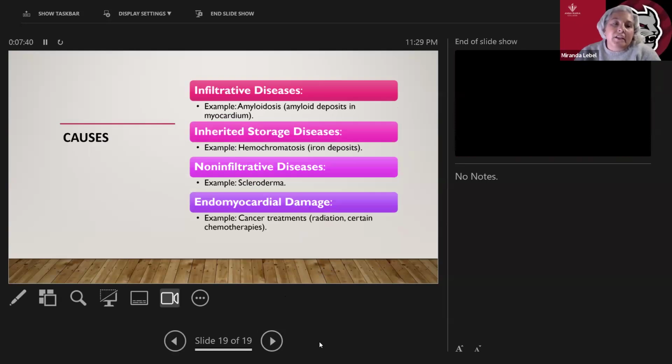And the causes for this are infiltrative diseases like amyloidosis, inherited storage diseases like hemochromatosis, non-infiltrative diseases like scleroderma, and endomyocardial damage, such as from cancer treatments.